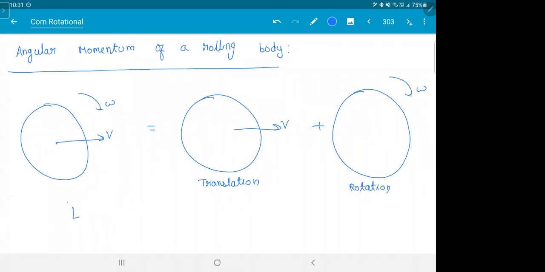So angular momentum of a body is angular momentum of center of mass plus angular momentum about center of mass, meaning you treat the center of mass like a particle, find the angular momentum, and then stand on the center of mass and find the rotational angular momentum. Put it on, I'll show you an example.